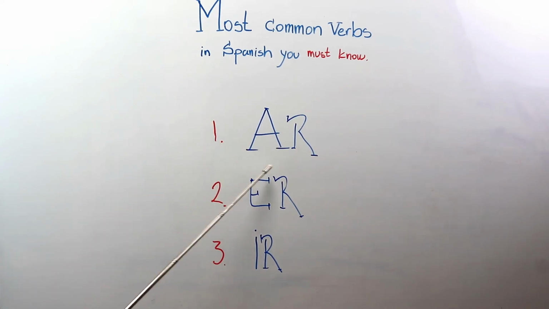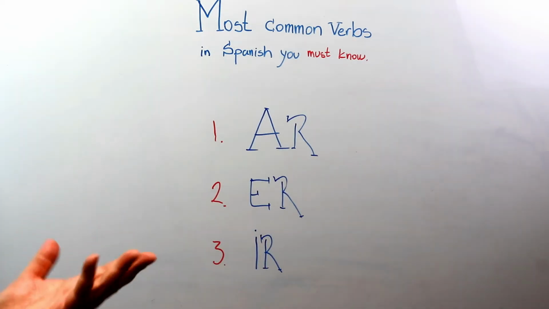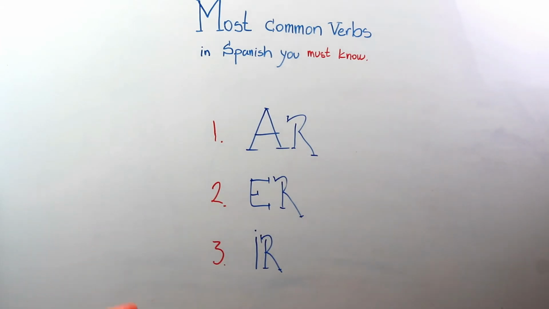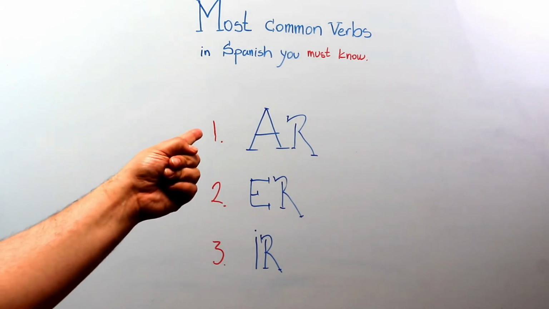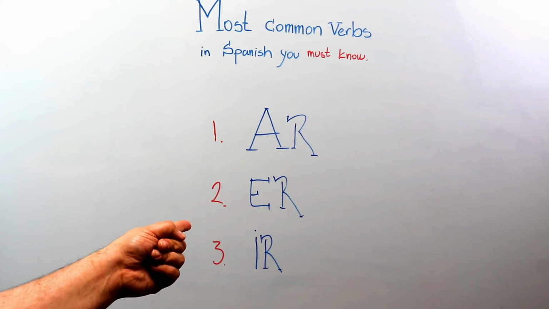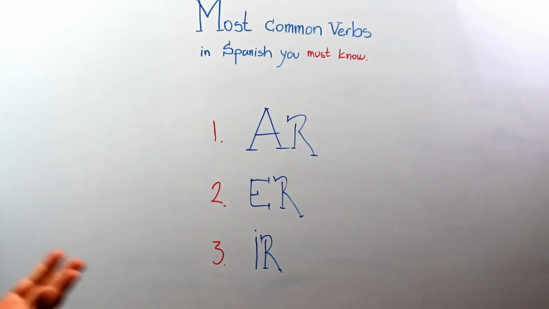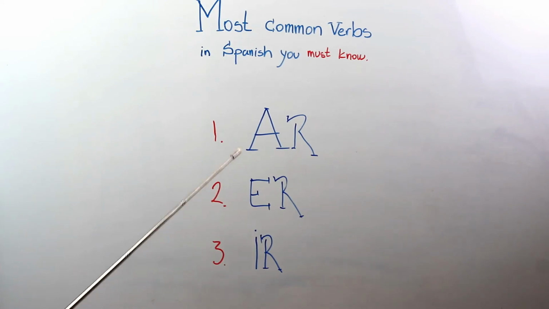uno, ar, dos, er, and tres, ir. These three types of verbs are very common in Spanish. The ar verbs, the er verbs, and the ir verbs. You must be wondering, what's Mr. Briggs talking about? What does he mean by ar verbs, er verbs, and ir verbs? Do not panic. Here it is, the explanation.